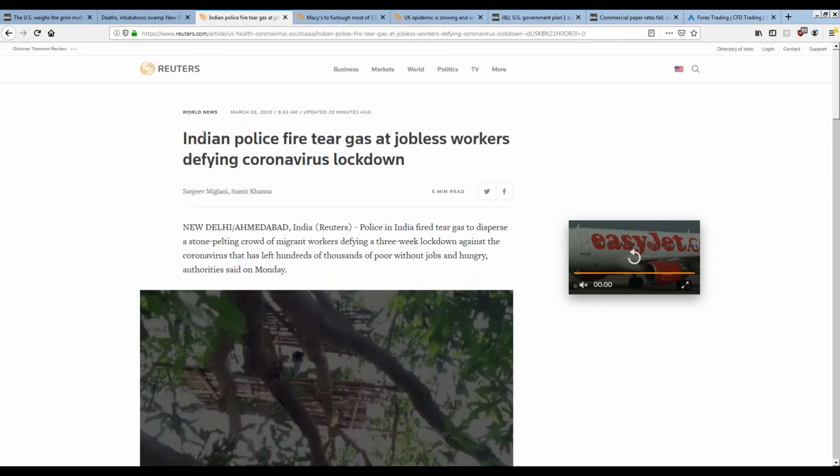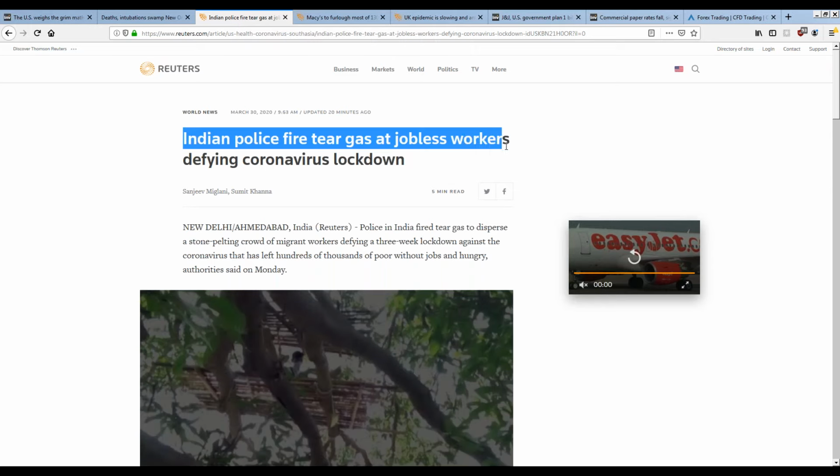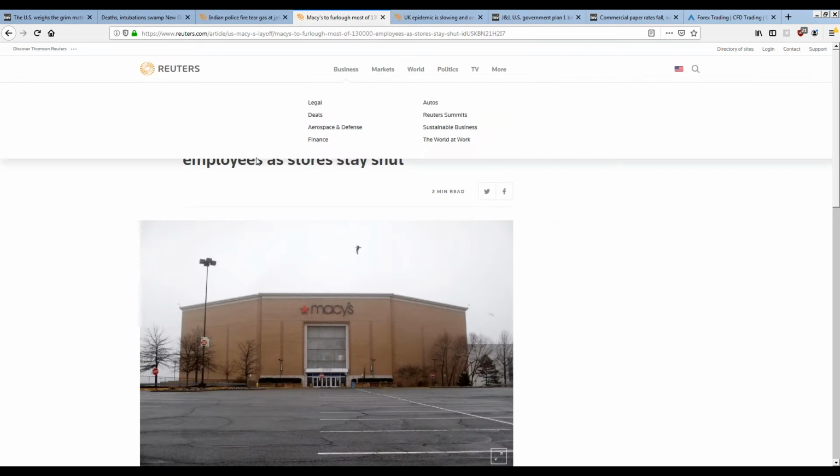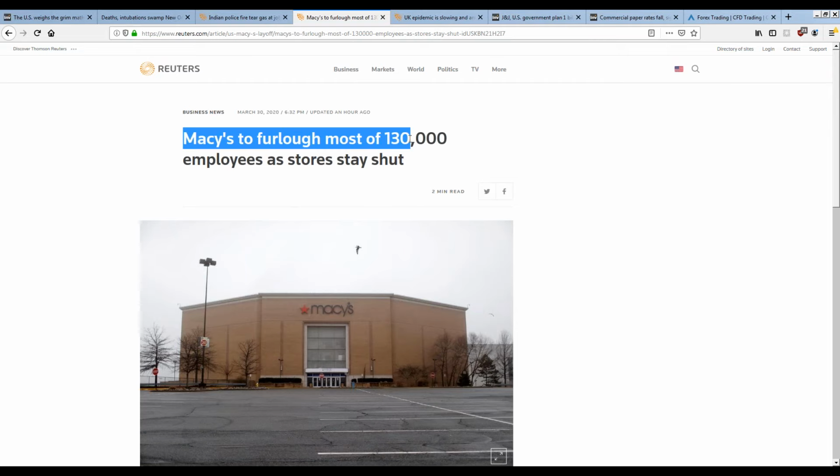So here's another one. Indian police fire tear gas as jobless workers defy the lockdown. There's panic spreading in some countries around the world. Things are getting worse before they're getting better, it looks like, from all these headlines around the world. Macy's, a big company in the US, is furloughing, and no, that's not a misprint, 130,000 employees all at once, okay?